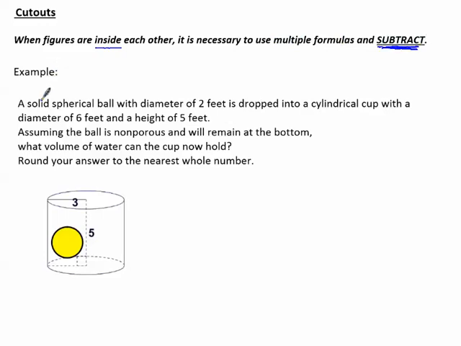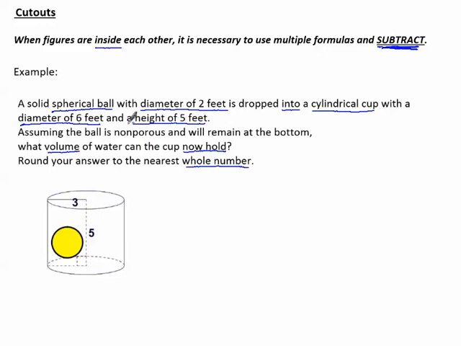For example, a solid spherical ball with a diameter of 2 feet is dropped into a cylindrical cup with a diameter of 6 feet and a height of 5 feet. Assuming the ball is non-porous, that means nothing soaks into it and will remain at the bottom, what volume of water can the cup now hold? Round your answer to the nearest whole number.